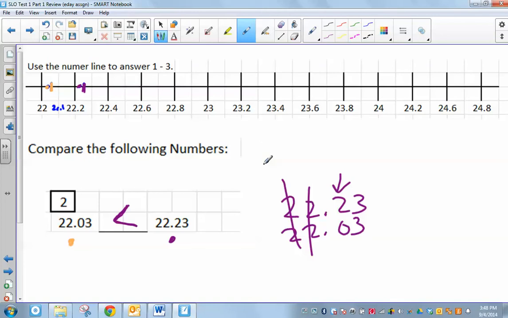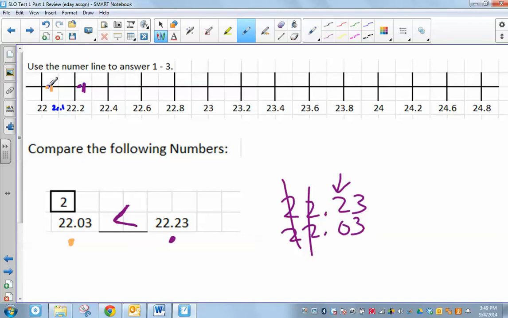Question number 2, I have the final answer is 22 and 3/100 is less than 22 and 23/100. And I know that because if I compare over here, the 2 in the tens place value is the same and 2 ones are the same. So I'm looking again at the tenths place. And which number is greater, the 2 or the 0? You got it, the 2 is greater. That's how I know that 22 and 23/100 is greater than 22 and 3/100.